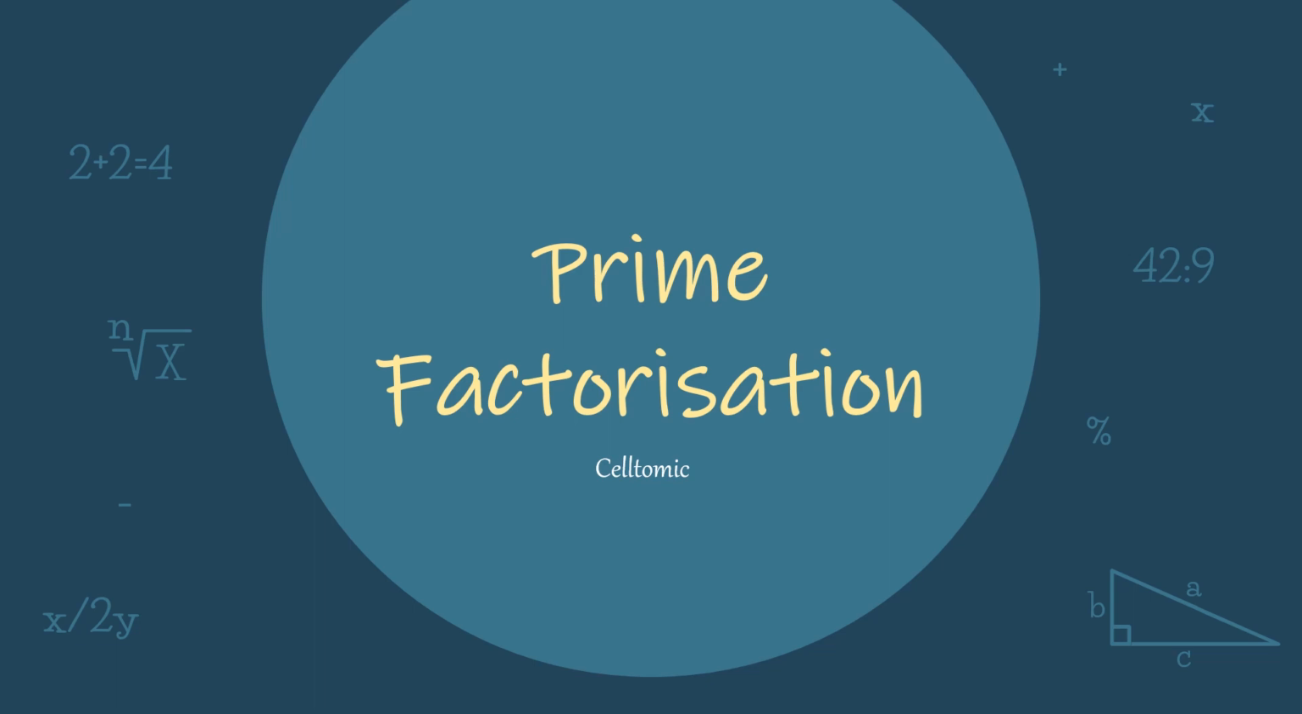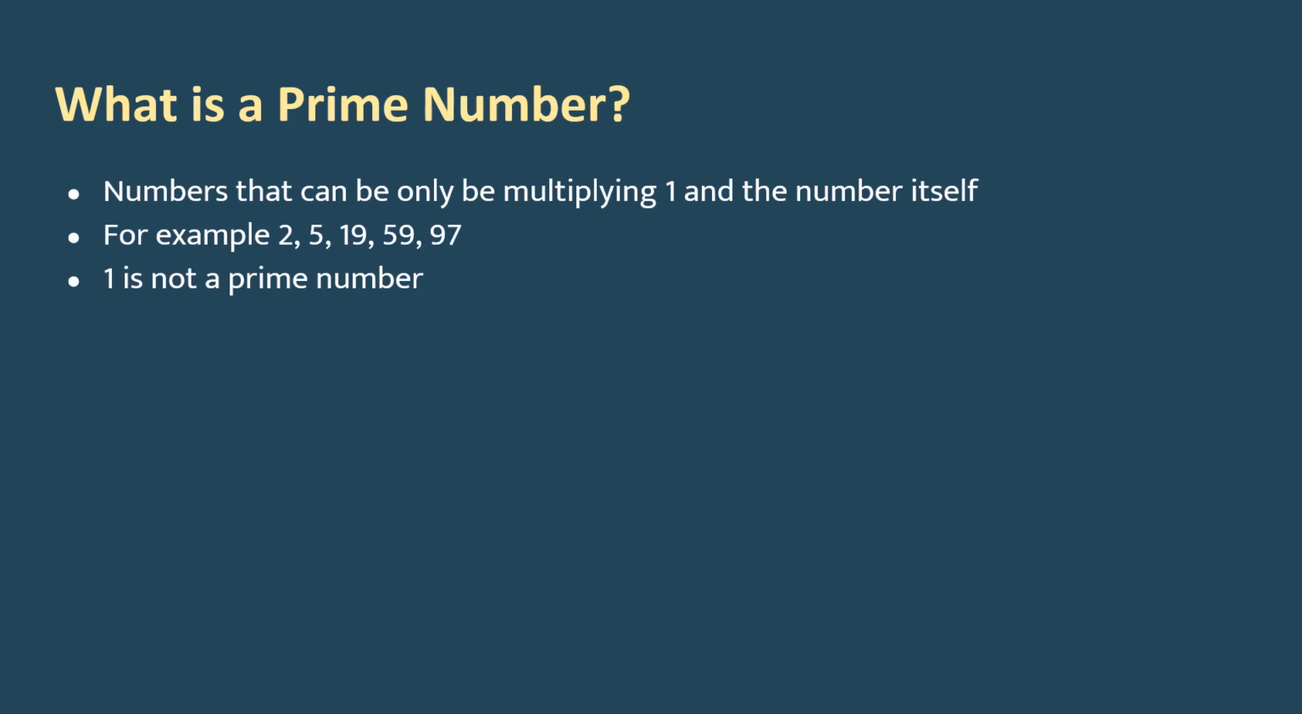Before we jump into prime factorization, we first need to know what a prime number is. A prime number is a number that can only be formed by multiplying 1 and the number itself. Examples are 2, 5, 59, and 97. Continue watching to learn how to find prime numbers.